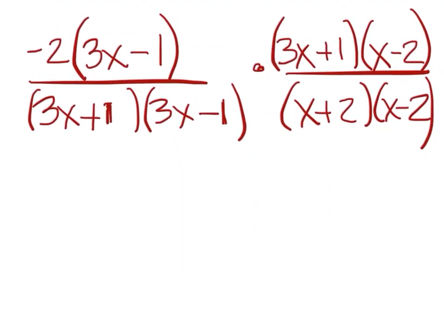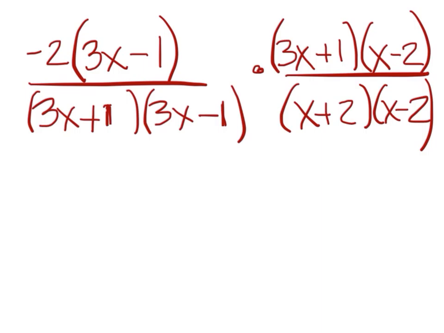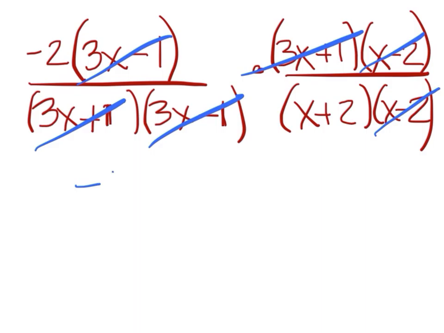Is there anything I can cancel now? x minus 2, 3x minus 1. Yep, that's gone. Anything else? 3x plus 1. So I'm left with negative 2 or x plus 2. Yeah, that's what I have left.